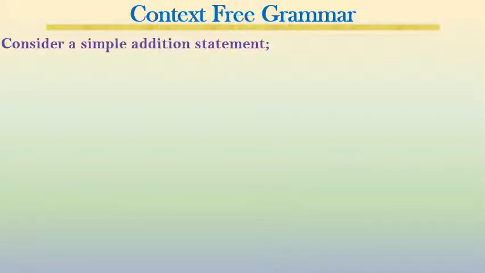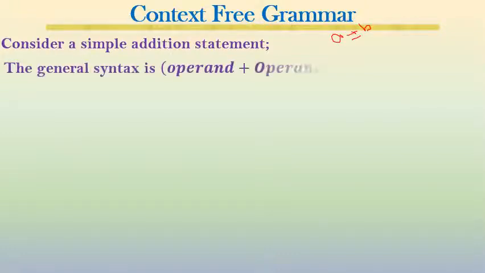Contextual grammar with the help of some examples. So let's consider the first example, that is the simple addition statement. The simple addition statement means an expression that only consists of the addition operator, and will look like a plus b plus c plus d plus so on. Here a and b are operands, while plus is the only operator used in it. The general syntax will be like this: operand plus operand, followed by a closure of plus operand.